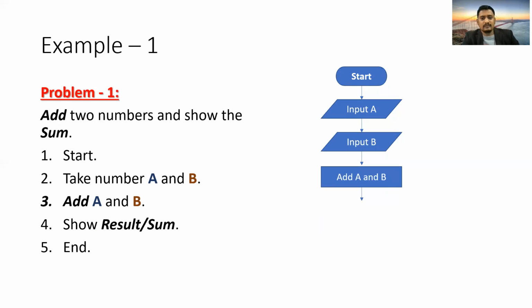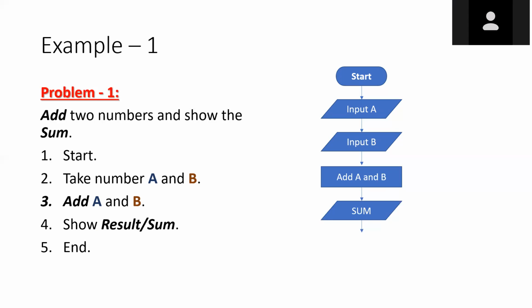And what are we doing? We are adding them. So the rectangle symbol is called the process symbol. That means it will take both of these inputs and process them, and finally it will give us the output. That is why the rectangle symbol is called the process symbol. And after that, sum, which means it will show us the result. So the input and output symbol is the parallelogram symbol. So it shows us the output, and finally the rounded rectangle represents that the program ended.